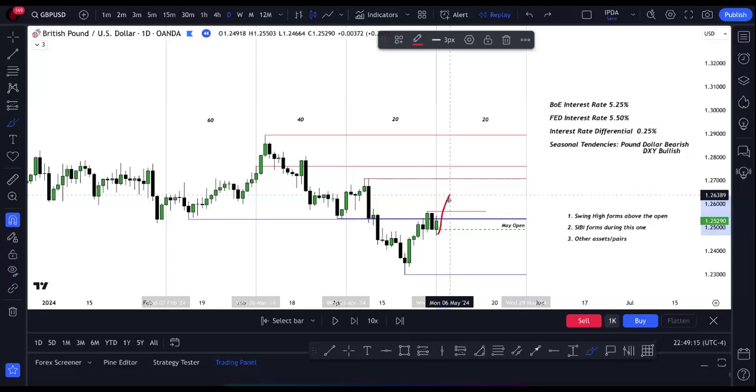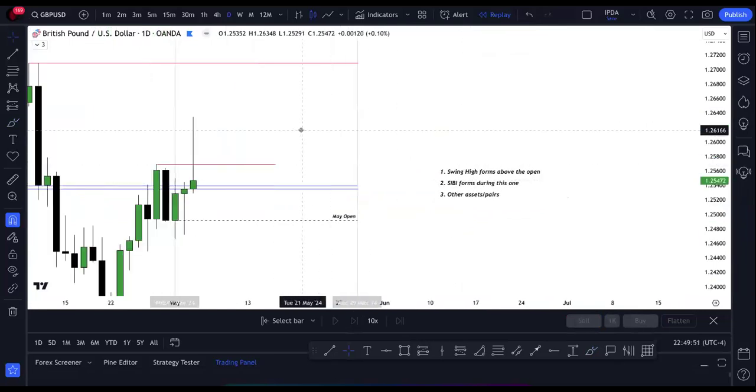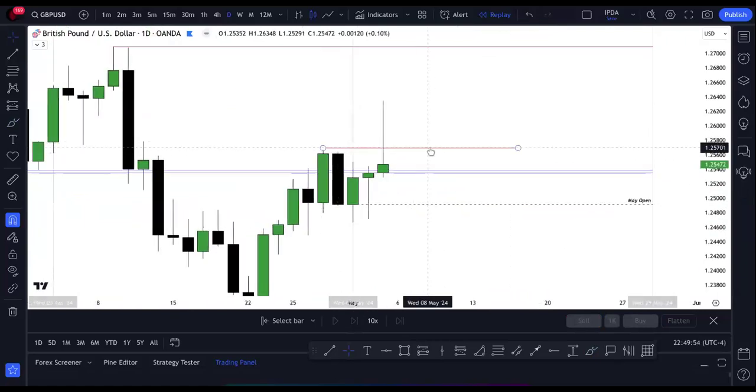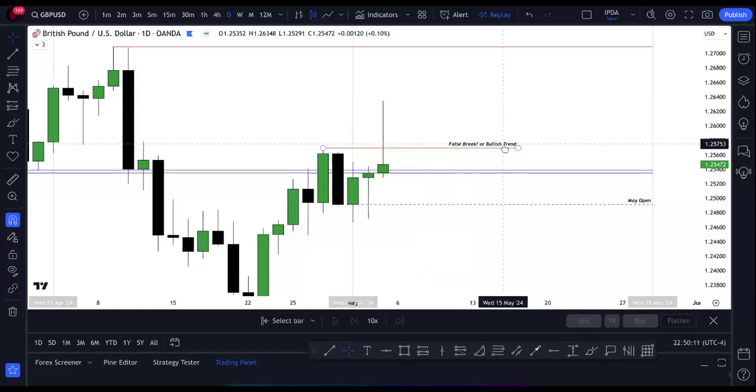Going into it, what would I say right now currently? I would say right now this is either bullish momentum or a false break. There's only two ways I'm going to classify this break on this swing high here. This swing high formation with that red line above it is either a false break, or bullish momentum. Let's just say bullish trend. That's the only way I like to classify it.